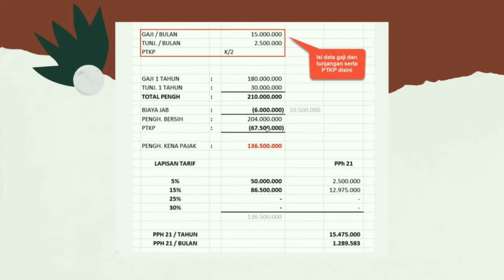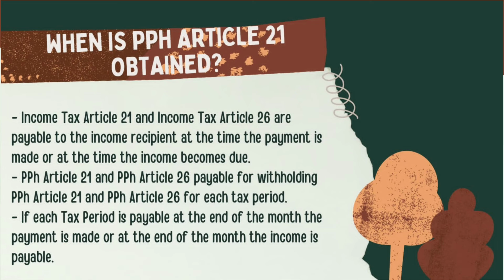Then we get PPh 21 per year of 15,475,000. Then we convert it to per month, so PPh 21 per month is 1,289,583 rupiah. When is PPh Article 21 obtained?